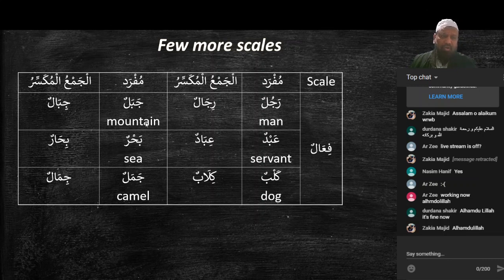Next, Jabalun, mountain, falls under this scale, Jibalun. Abdun, servant, falls under this scale, Ibadun. Bahrun, sea, falls under this scale, Biharun. Kalbun, dog, falls under this scale, Kilabun. The first letter has a kasra, the second letter has an alif. All of them have alif after the second letter. Jamalun, camel, falls under this scale, Jimalun.